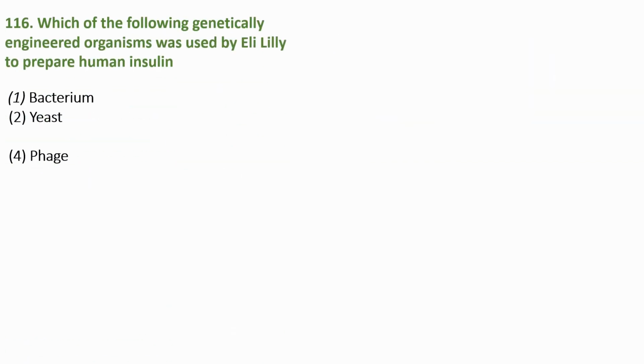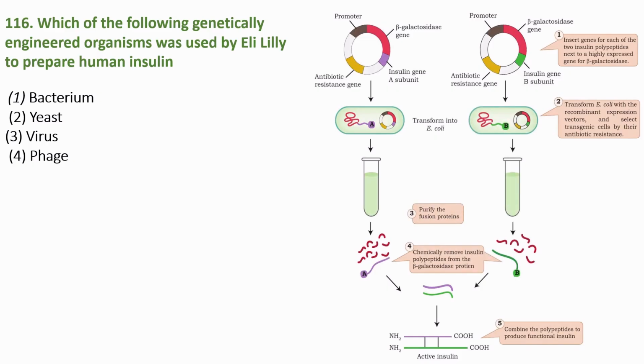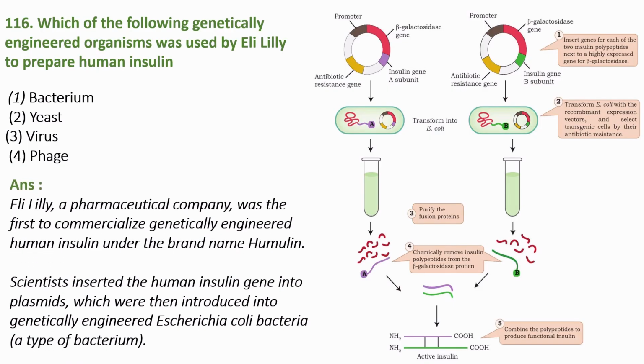If we move on to the next one, the next question is: which of the following genetically engineered organisms were used by Eli Lilly to prepare human insulin? Here they are asking about the recombinant DNA technology performed by the Eli Lilly company. Normally they produced human insulin and named it humulin. Human insulin is known as humulin. It was produced genetically by using recombinant DNA.